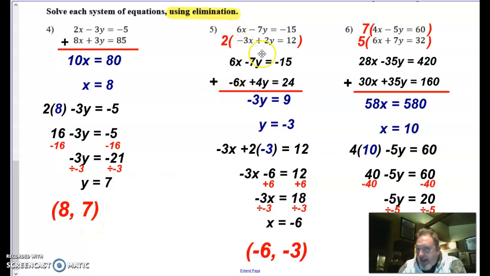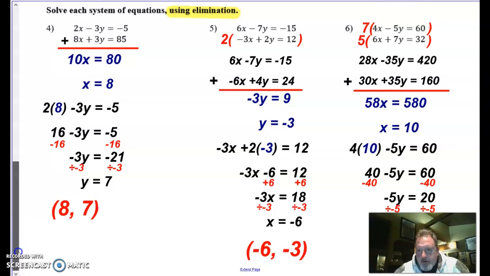Number 5, if we add or subtract here, nothing's going to cancel out, so I am going to multiply the bottom equation by 2. The reason I'm going to do that is that'll make my x terms opposites, and since they are opposites, I can now add. And we can get y equals -3, and then we'll plug that into, again, you have your choice. You can plug it into either equation. I plugged it into this one just because of smaller numbers, and x is -6.